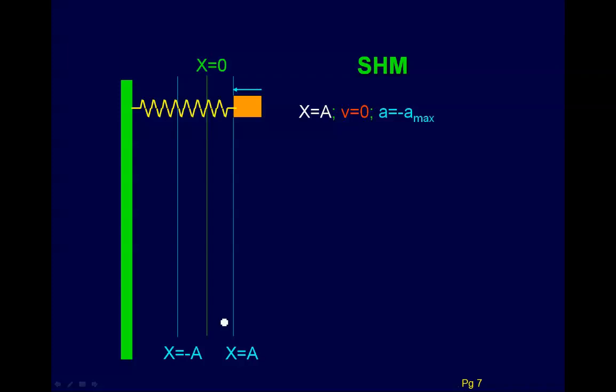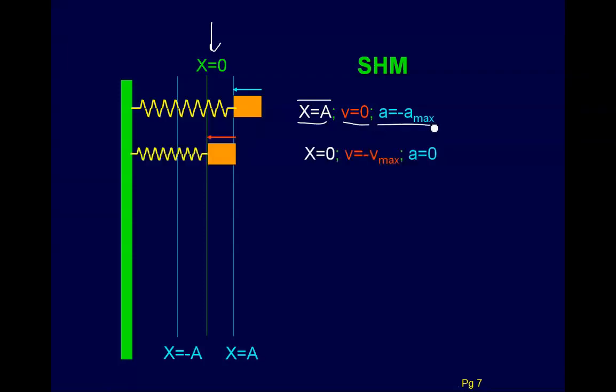So at the initial point, we're going to call the position positive A. So you pulled this block some distance. So this is the equilibrium position, this little x equals 0 point. And then here you pulled it out to some positive A. So at that point, the velocity is 0 and the acceleration is a maximum in the negative direction.